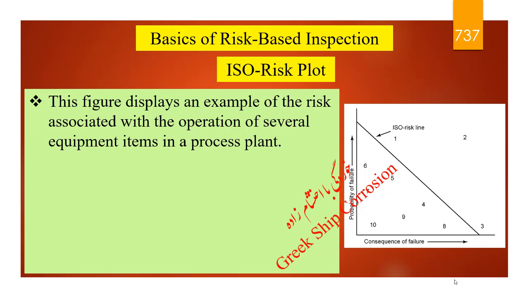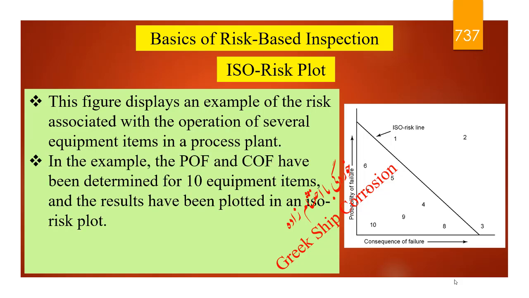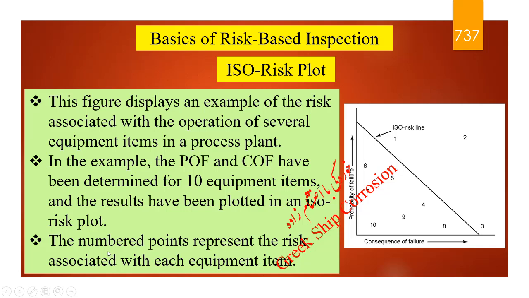This figure displays an example of the risk associated with the operation of several equipment items in a process plant. In the example, the POF and COF have been determined for 10 equipment items, and the results have been plotted in an ISO risk plot. The numbered points represent the risk associated with each equipment item. Here the equipment number 1, 2, and 3 are beyond the ISO risk line.